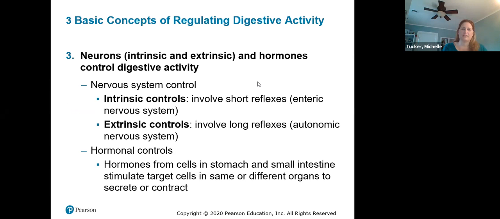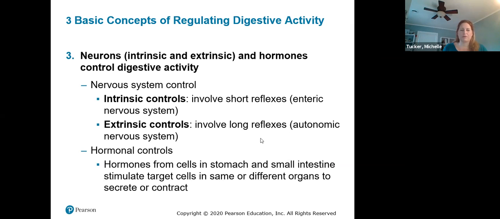And those controls can either be through the nervous system, through that enteric nervous system, using short reflexes, which involve primarily that myenteric nerve plexus, or extrinsic controls, which are going to involve the submucosal nerve plexus in coordination with the sympathetic and primarily parasympathetic divisions of the autonomic nervous system.